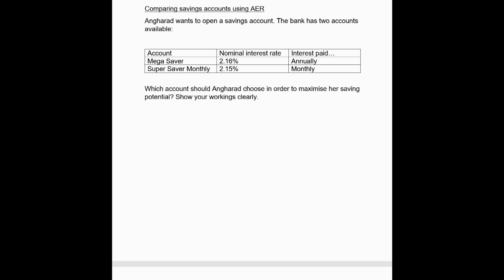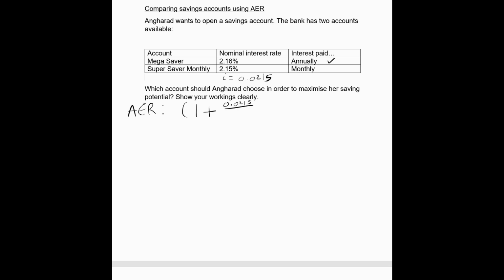So the first one, the Mega Saver account, interest is paid annually. So that's already the AER, 2.16%. The Super Saver Monthly, if we work out the AER for it and compare it to the annual interest rate or the AER of the Mega Saver account, we'll be able to see which is best. So to work out the AER for the Super Saver, I'm going to do 1 plus I, and again, I needs to be a decimal, so that's 0.0215 as a decimal.